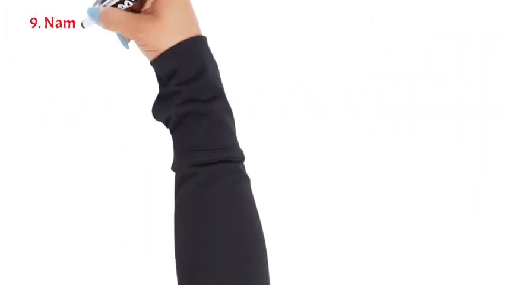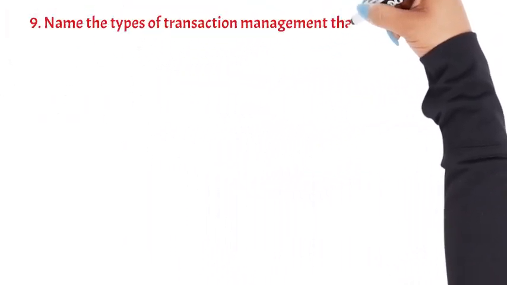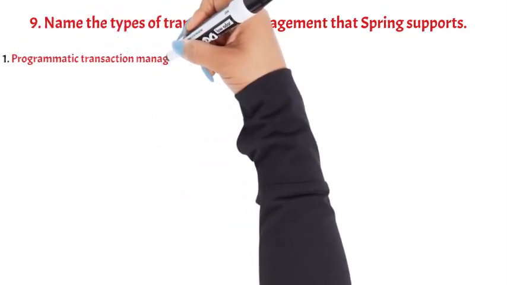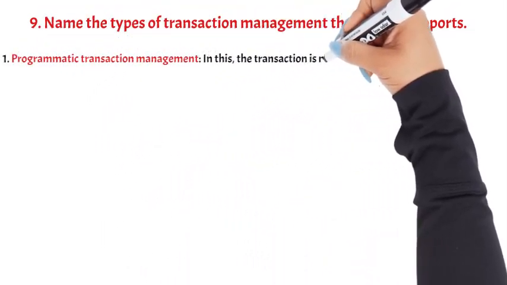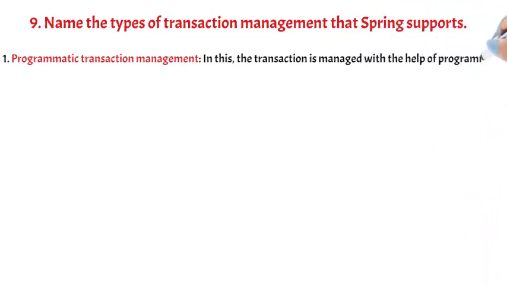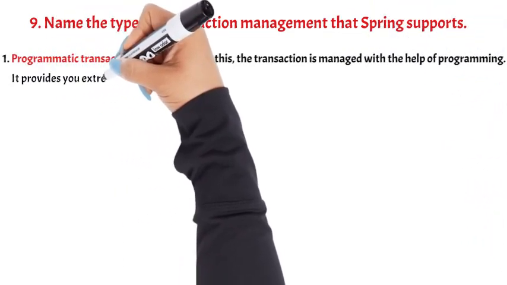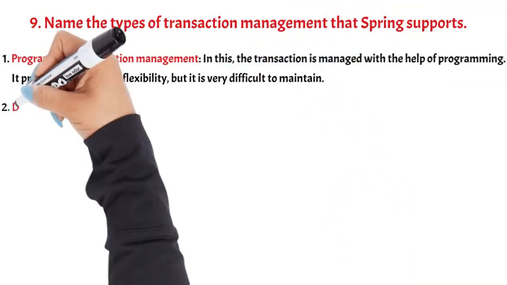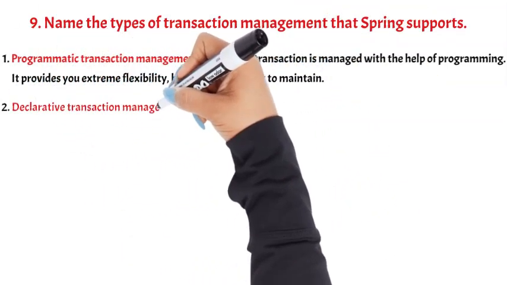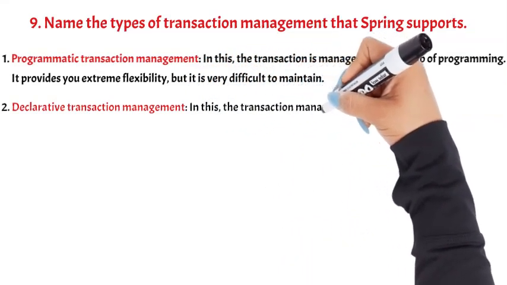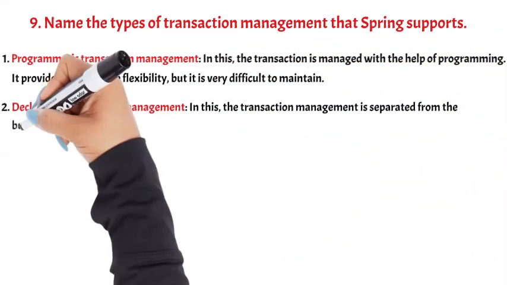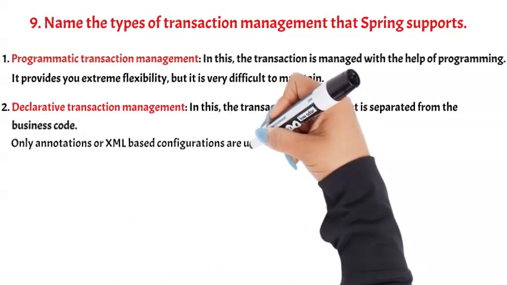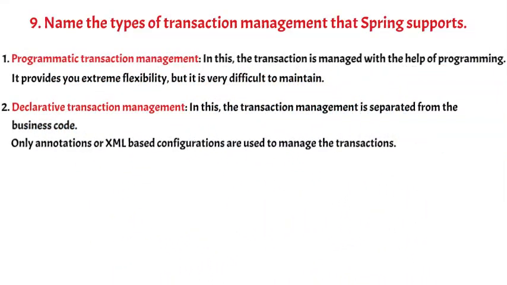9. Name the types of transaction management that Spring supports. 1. Programmatic transaction management. In this, the transaction is managed with the help of programming. It provides you extreme flexibility, but it is very difficult to maintain. 2. Declarative transaction management. In this, the transaction management is separated from the business code. Only annotations or XML-based configurations are used to manage the transactions.